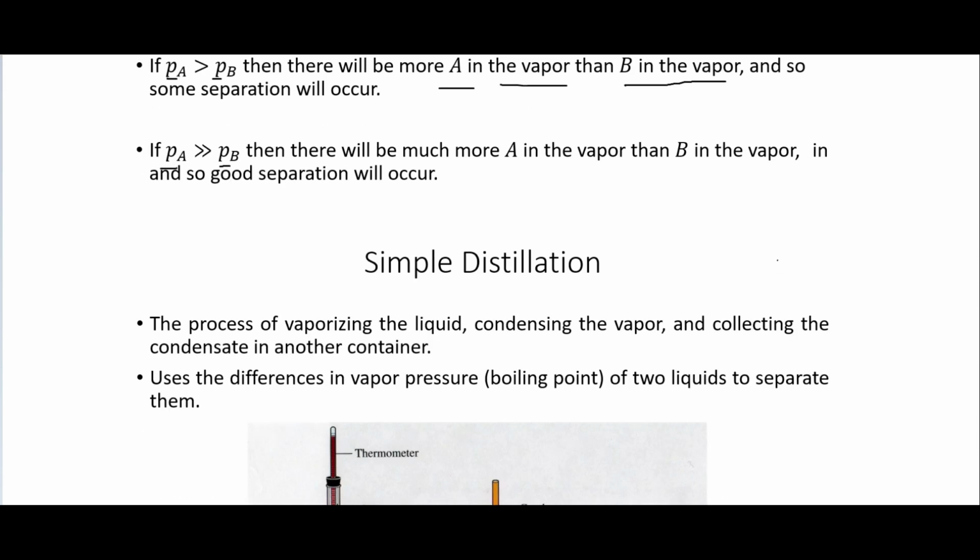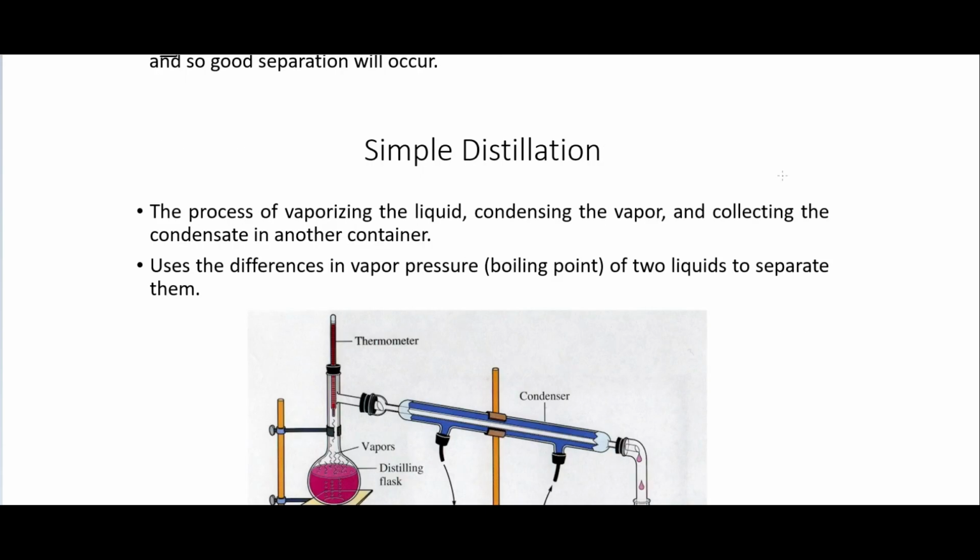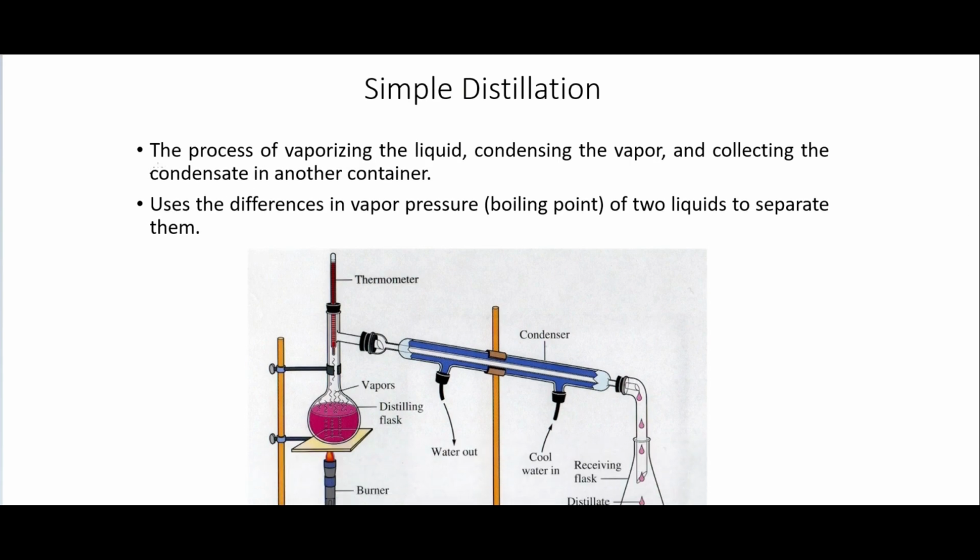And so in this video, I will be talking about simple distillation and fractional distillation. So we'll start with simple distillation. And so a simple distillation is just the process of vaporizing the liquid, condensing the vapor, and collecting the condensate in another container. So it uses the differences in vapor pressure, which is just another way of talking about the boiling point of two liquids, to separate them.